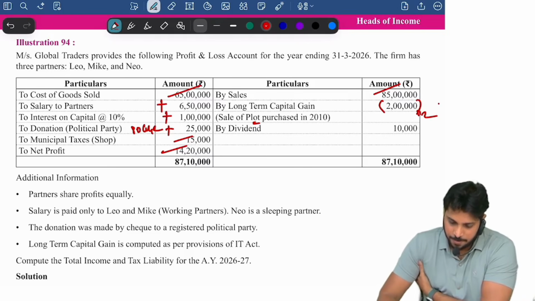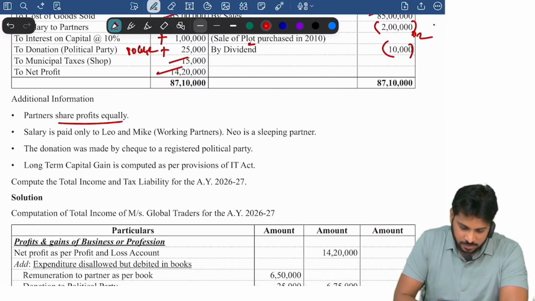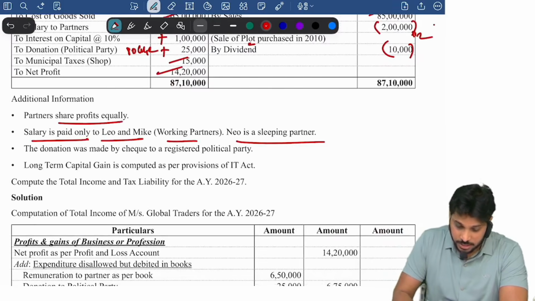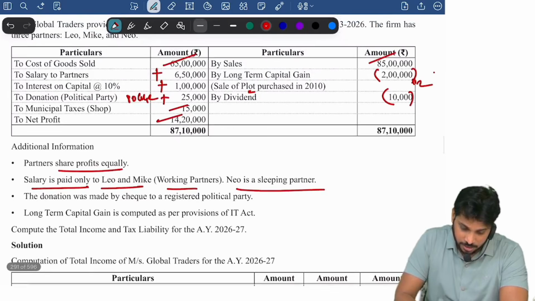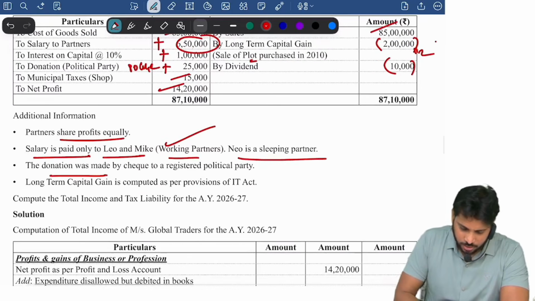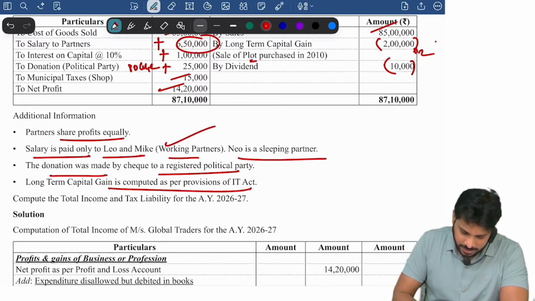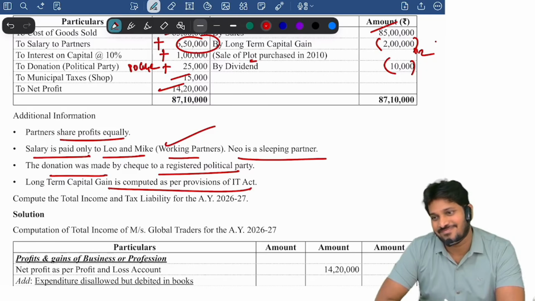Dividend income. Okay, so other sources, reduce it. Partners share profit equally. Salaries paid only to working partners. Neo is a sleeping partner. Okay, salary to partners 6,50,000. Only working partners it was paid. No problem. The donation was made by cheque. Okay, 80GGC you can claim deduction. No problem. LTCG. Okay, fine. Easy. Not a big deal.